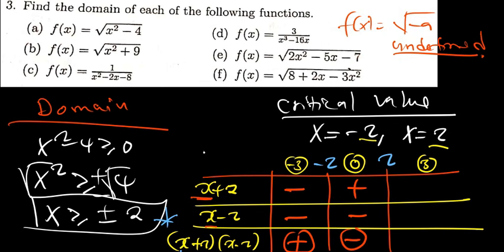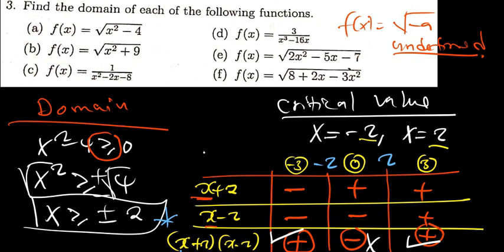Now let us look at 3. If I put 3 there, 3 plus 2 is plus. 3 minus 2 is 1, which is plus, again plus. The most important thing that I want you to understand is that the sign that we are dealing with is greater than. So if it is greater than, you get the part giving you positive. So this part and this part, and not this part.